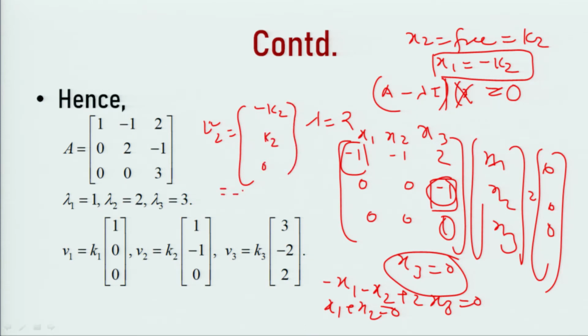So, take minus k2 common, so we get 1, minus 1, and 0. Okay. So, minus k2 equals another constant, suppose k2 dash. So, we get this second vector, the second eigenvector. Similarly, we can find the third eigenvector.